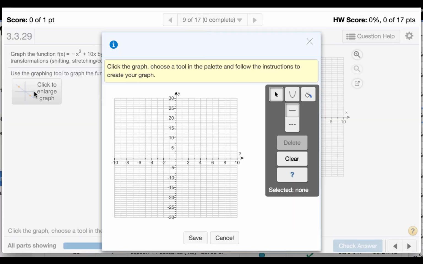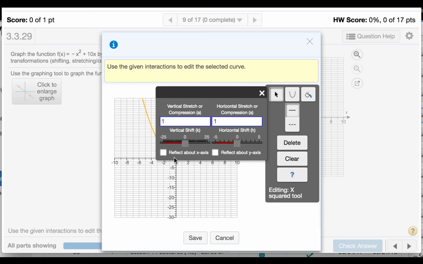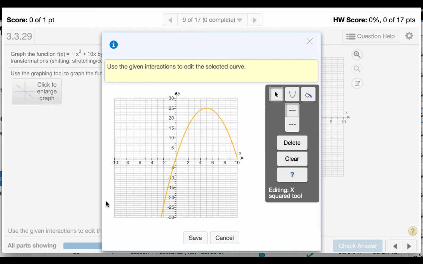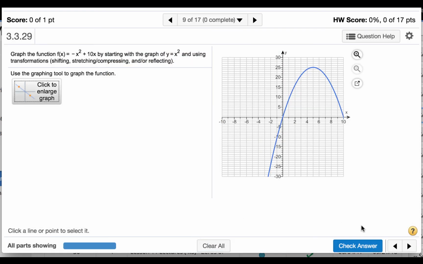So we will click the button that says click to enlarge the graph, and we will select the parabola tool. Then I'll just click on the origin and then use this graphing tool to indicate which transformations we should apply to this function. We decided that we would have a horizontal shift of 5 units to the right. We also decided that this would be reflected about the x-axis, and that there would be a vertical shift of 25. Now I'll click in the graph here and see the function that we have graphed. Then I'll click Save, and then check my answer.